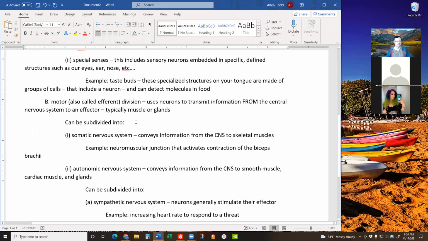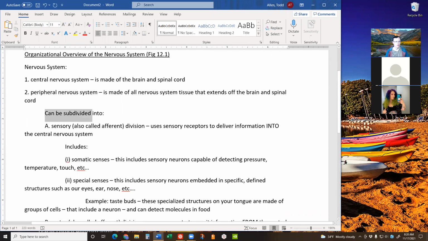Okay, so let's see here. Let's try to make the notes readable here. Okay.